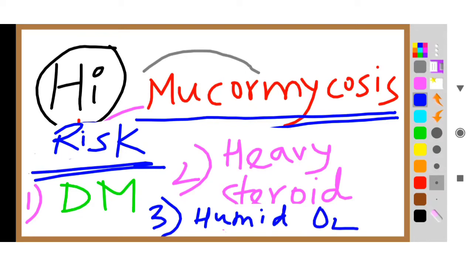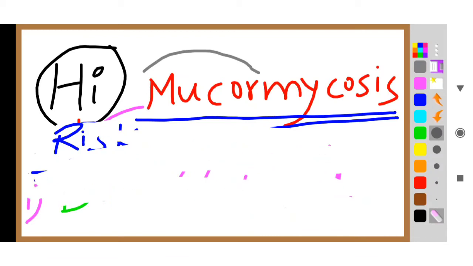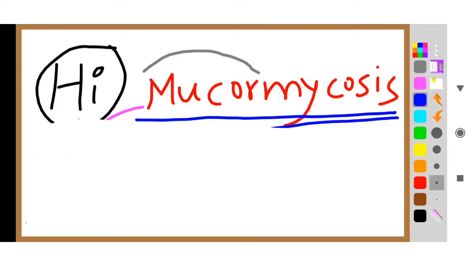So those patients who are in the ICU, those patients who are having oxygen, those who are having humidified oxygen, they can have this infection. Basically, let us learn how we can prevent this deadly fungus, the black fungus. So how can we prevent it? Let us learn about the prevention.